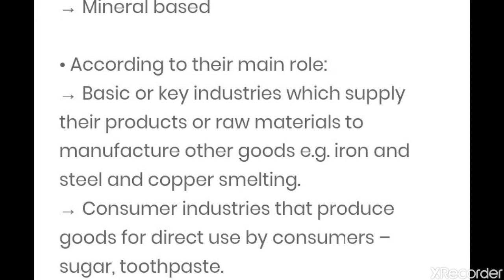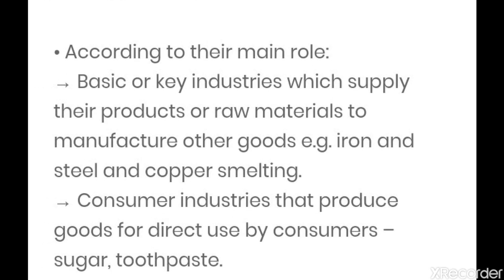On the basis of their main role, industries can be classified as basic industry and consumer industry. Basic industry is also referred to as key industries. Those industries which supply their products or raw materials to manufacture other goods are referred to as basic industry or key industries. They supply their products or raw materials to other industries so that those industries can manufacture products further.